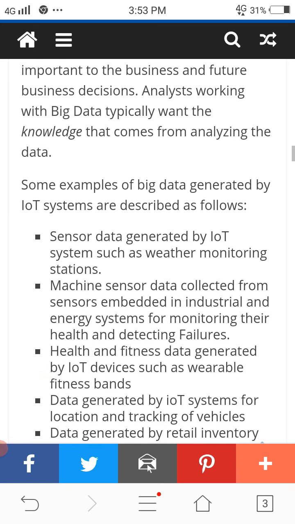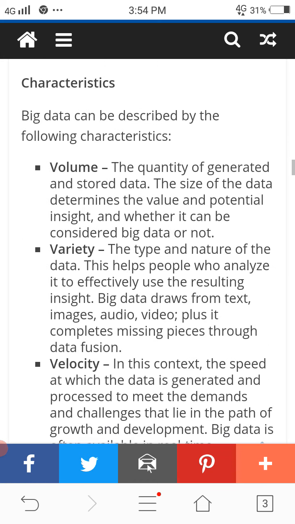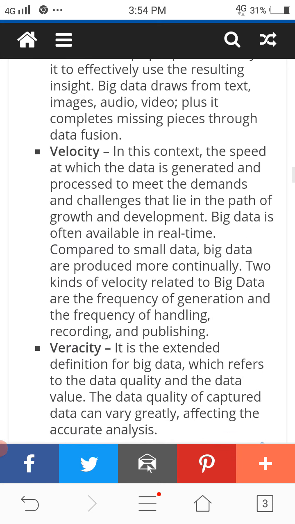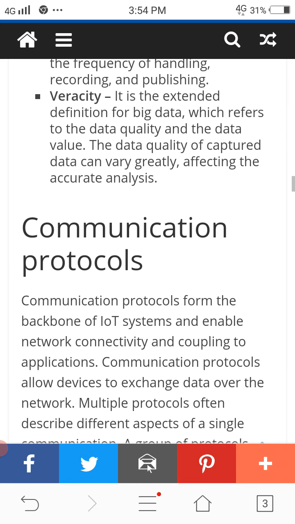Some examples of big data generated by IoT systems are described as follows. Sensor data generated by IoT systems such as weather monitoring stations, and health and fitness data generated by IoT devices such as wearable fitness bands. These are some characteristics of big data: volume, variety, velocity, veracity.